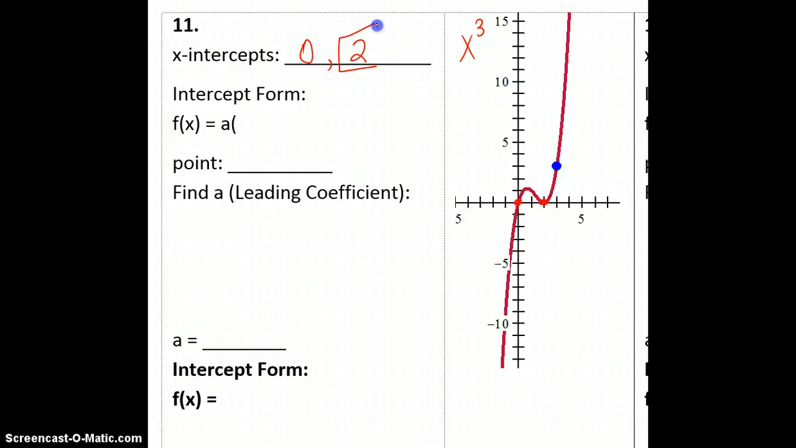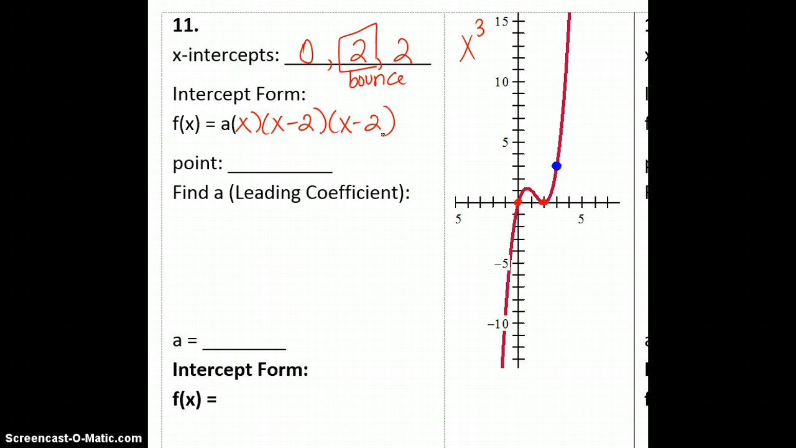And that's because this 2 is a bounce, and therefore it shows up twice in our x-intercepts. So we have 0, 2, 2 technically as our x-intercepts. So our intercept form is going to be f of x equals a times x. That's what gives us a 0. Times (x minus 2)(x minus 2).